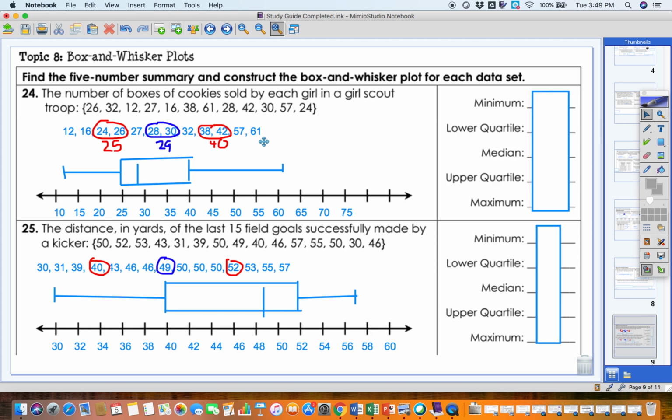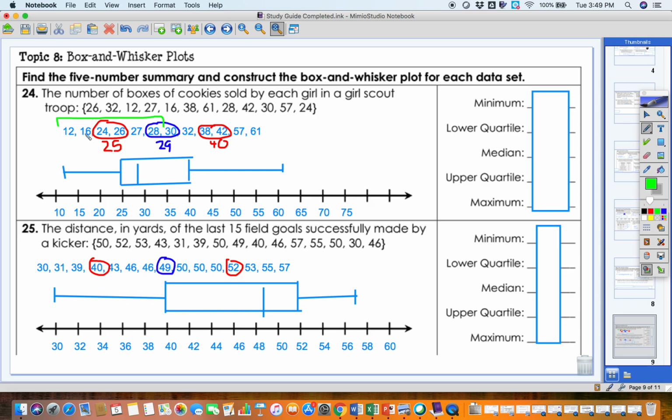To find the median, I go to the middle. So when I get to the middle, I see that it's these two numbers, which are 28 and 30. When I average them together, I get 29. And then remember, if I had to average to get my median, I split those back up when I find my quartiles.